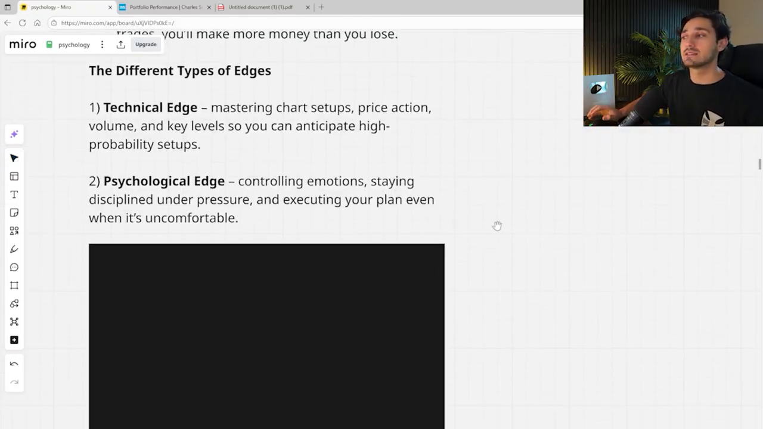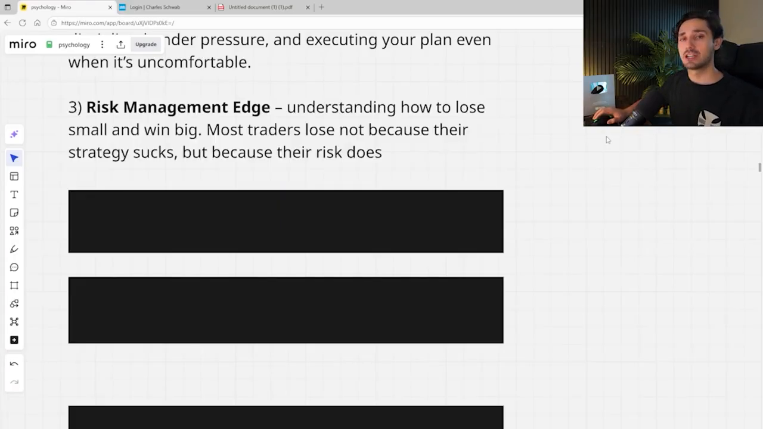There's also a psychological edge. This is a trader that's able to control his or her emotions. They're able to stay disciplined, and they're able to execute on their plan even when it feels uncomfortable. And this is when you're able to control yourself. You're able to also control your impulses, and you're able to consistently follow your plan without having your emotions impact you. Next, we have a risk management edge.